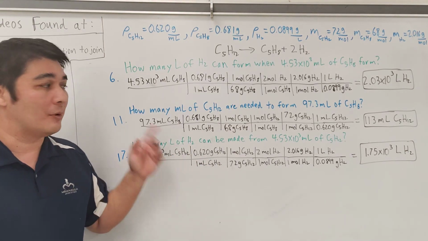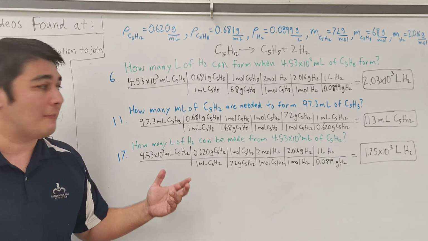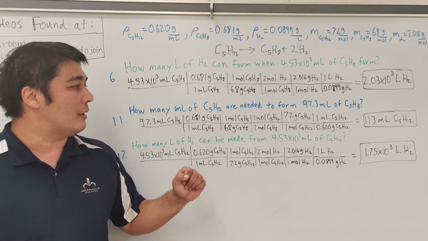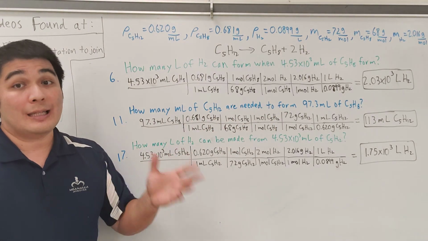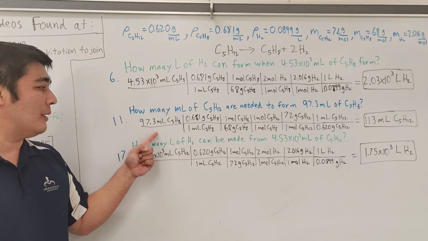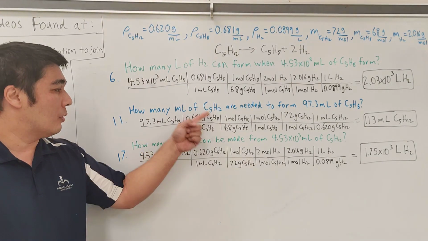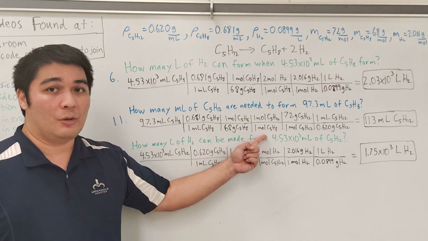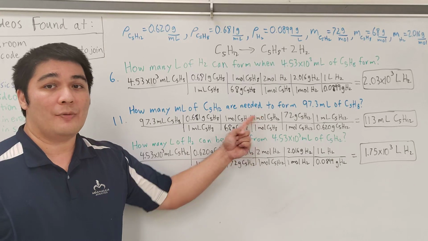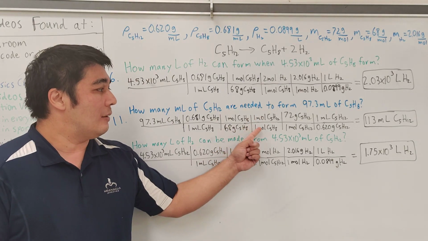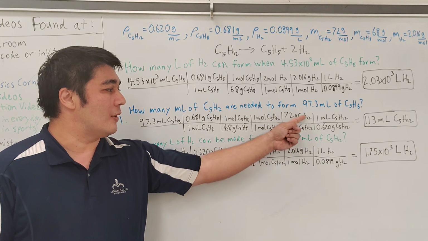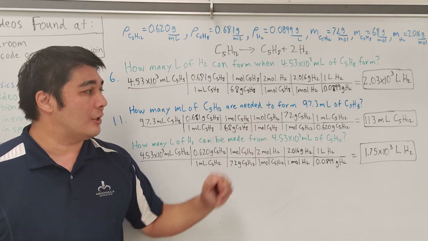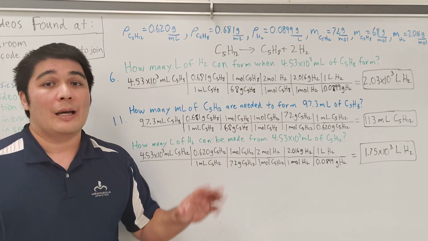So I'm just going to keep going with number 11. Most of the steps are going to be pretty much the same. Number 11 says, how many milliliters of C5H12 are needed to form 97.3 milliliters of C5H8? I start with 97.3 milliliters of C5H8, then go through the same steps, converting C5H8 into moles, and then over to our mole ratio, 1 mole of C5H12 to 1 mole of C5H8. Then we cancel out our moles, convert to grams, and grams to milliliters of C5H12 to get a final answer of about 113 milliliters of C5H12.